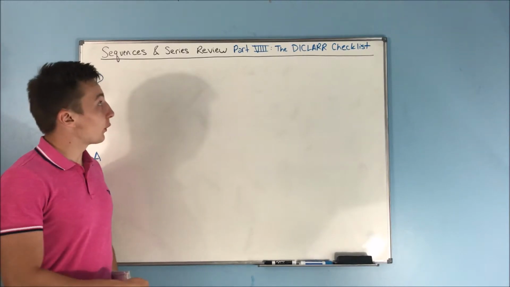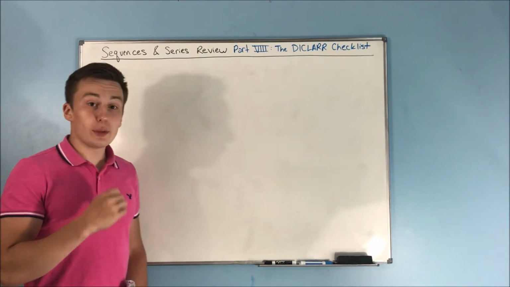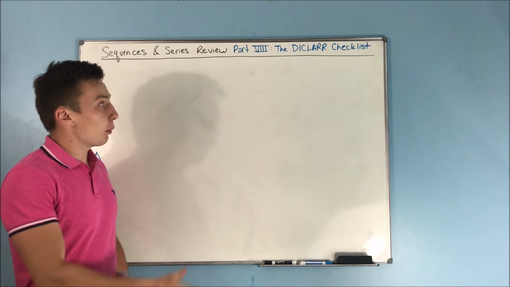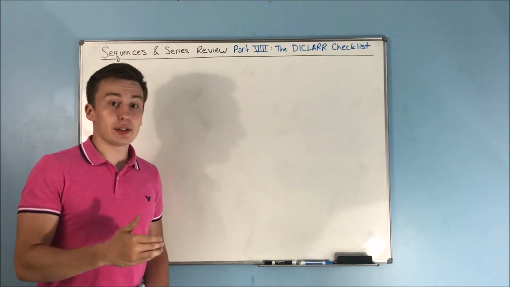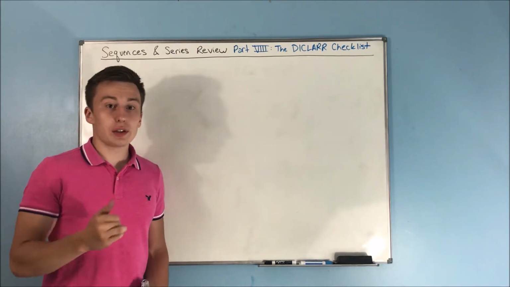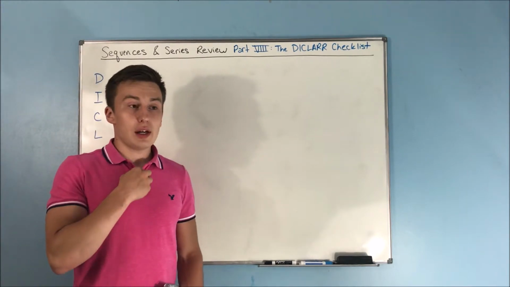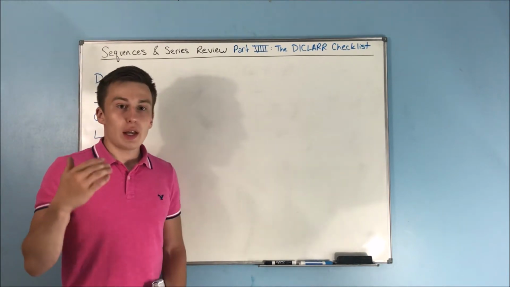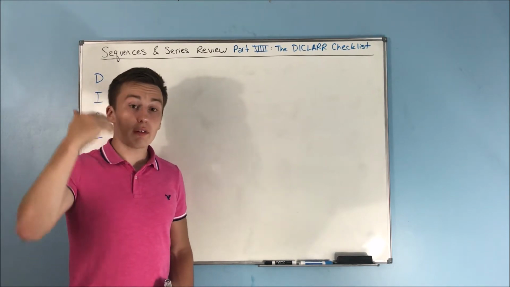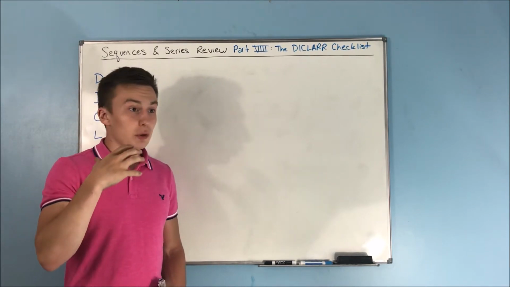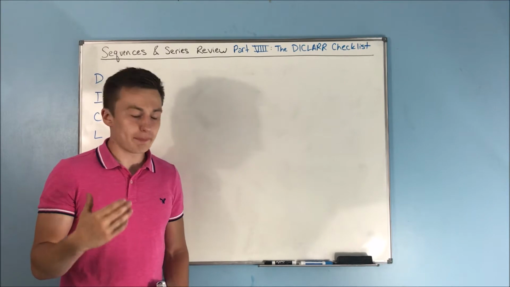Alright, so this video is going to be part 8 of our sequences and series review. This video will be on the DICLARR checklist. The DICLARR checklist is something that I used in Calc 2. I kind of came up with the acronym myself, and it's just a checklist of all of the series tests to prove convergence and divergence.